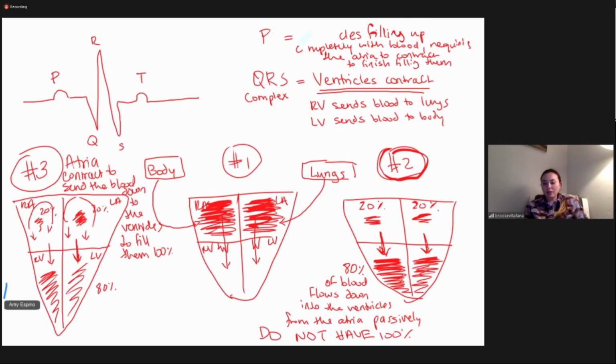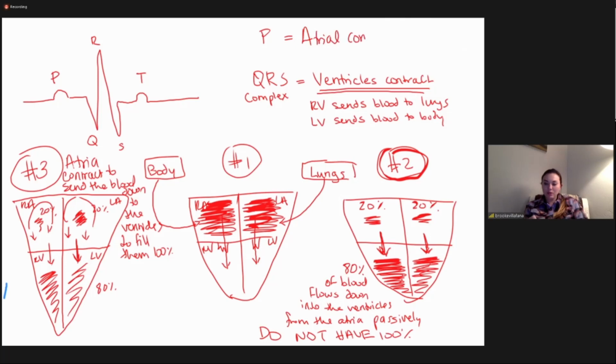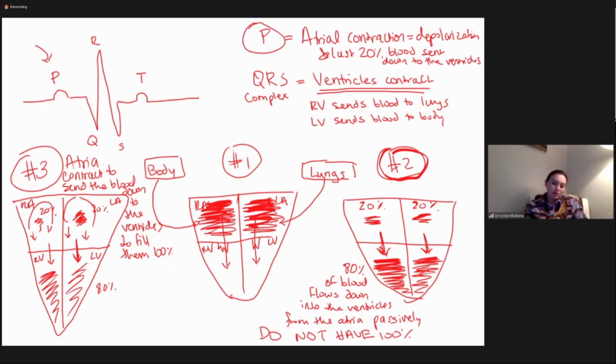Okay, so this last little bit gets contracted or pushed down. And when we actually contract the atria, we call that atrial contraction here, or depolarization. So what happens in the P wave is that last 20% of blood is sent down to the ventricles. So that's the P right here. That's when the atria contract, okay?